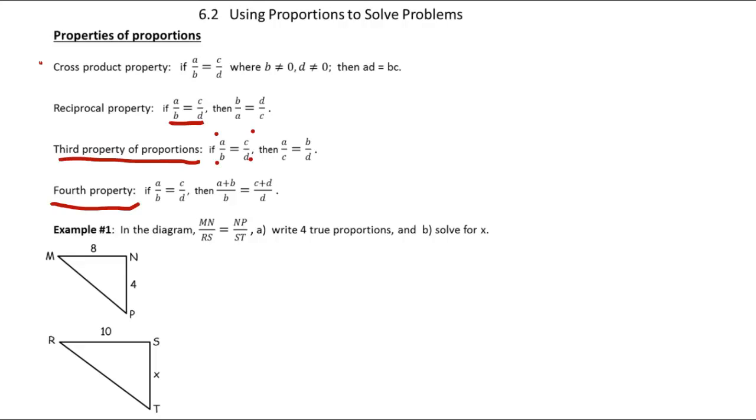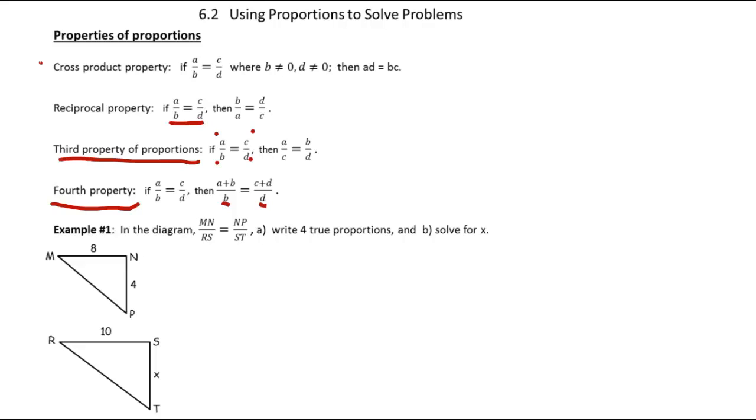The fourth property, and this is one that you will need to see and understand, but we don't use it a whole lot. It says if I have two ratios, A over B equals C over D, then I can add the denominators. A plus B over B will be in the same ratio as C plus D over D. So we add the denominators to both of the numerators, and that is still an equal proportion.